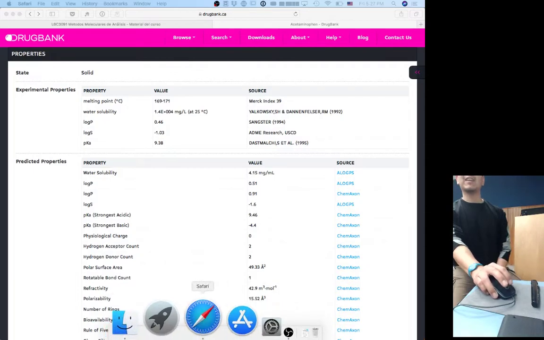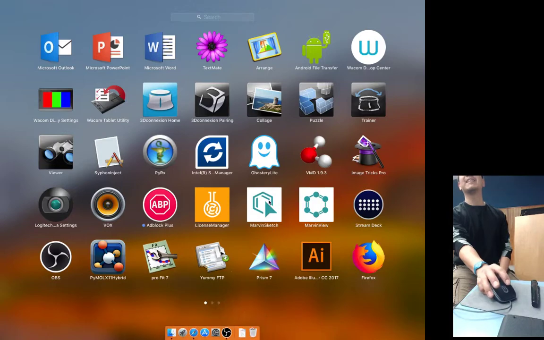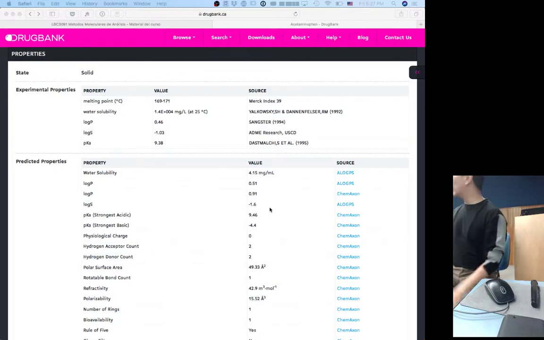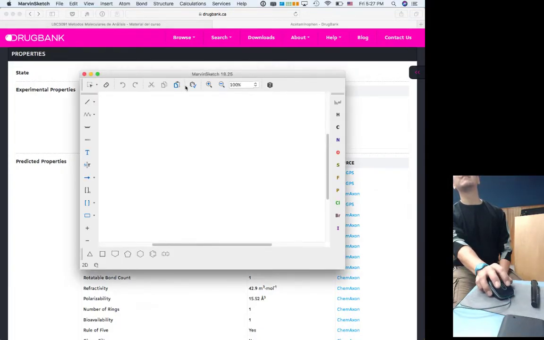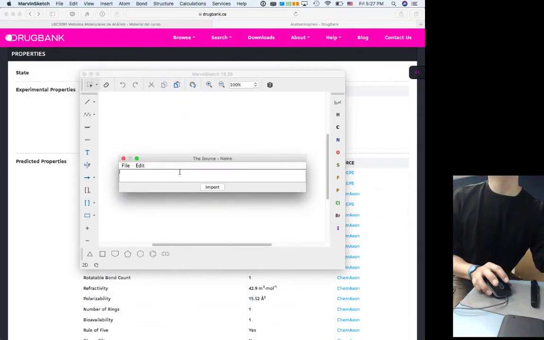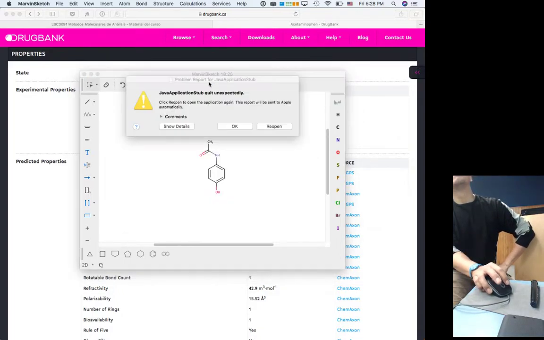Ah, it crashed again. Has it crashed on your computer? It's only my Mac? That's kind of sad. So, well, wait a second while I open it again. Okay, so back to name to structure, Tylenol. Here we are.